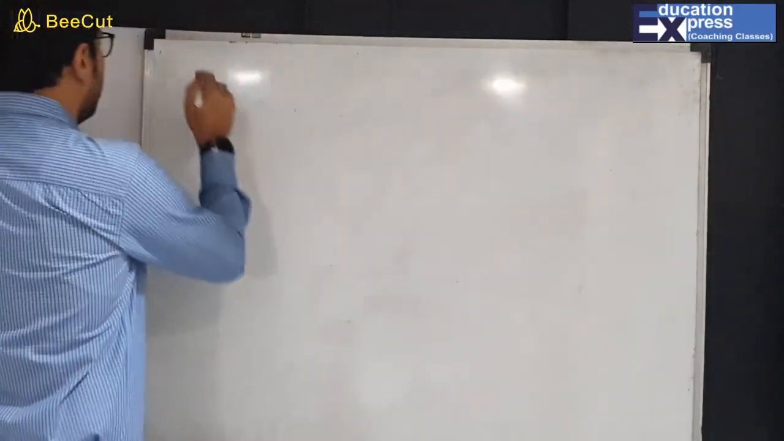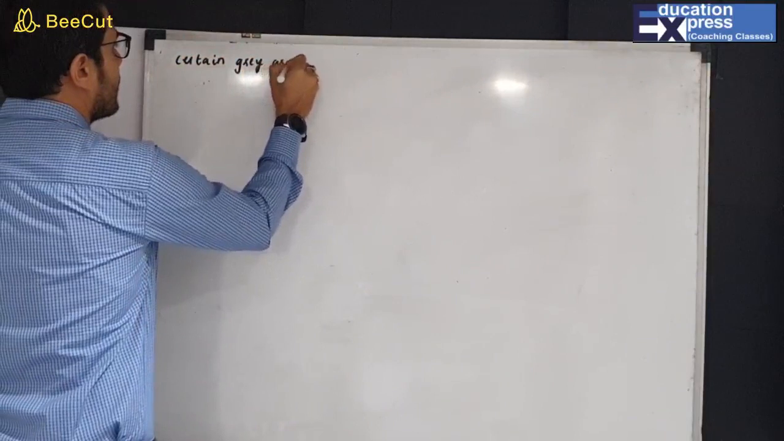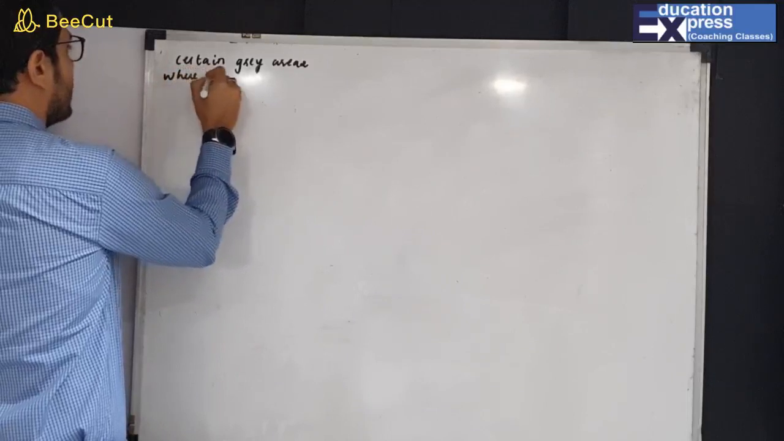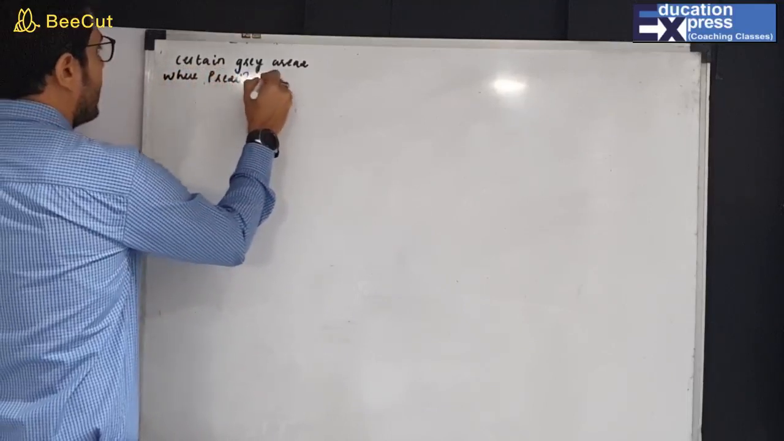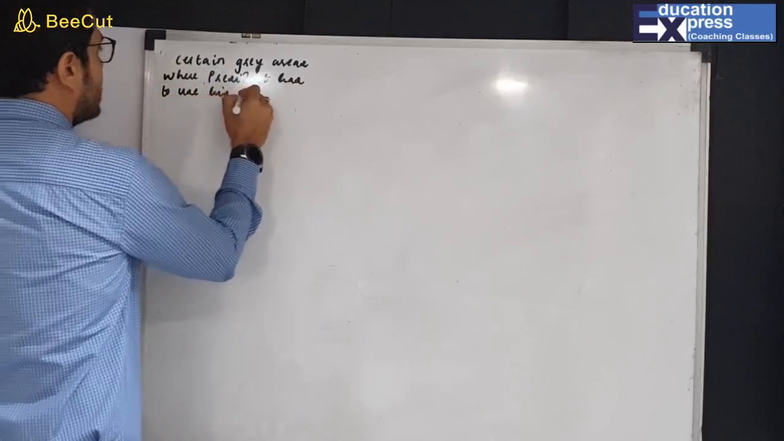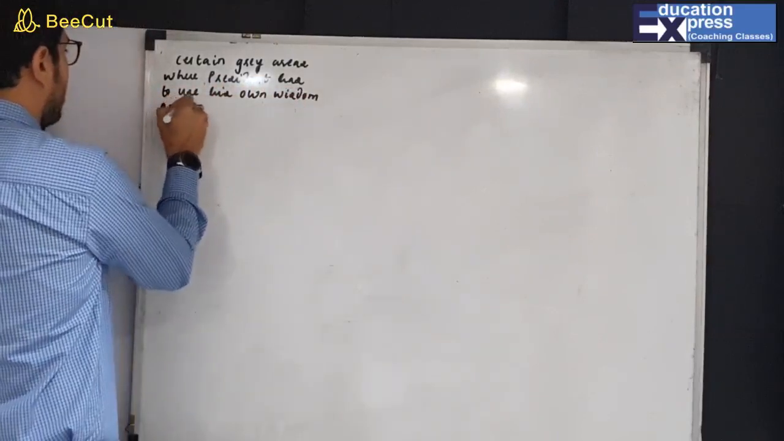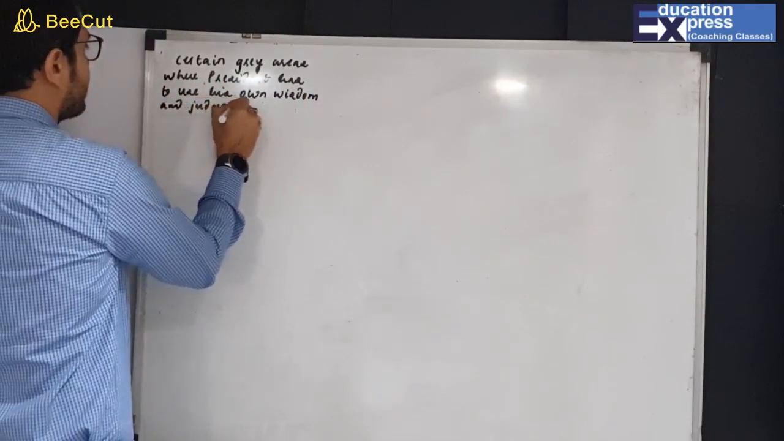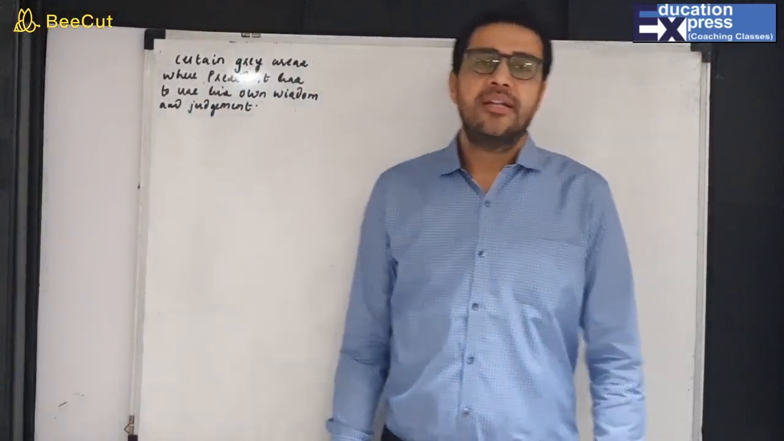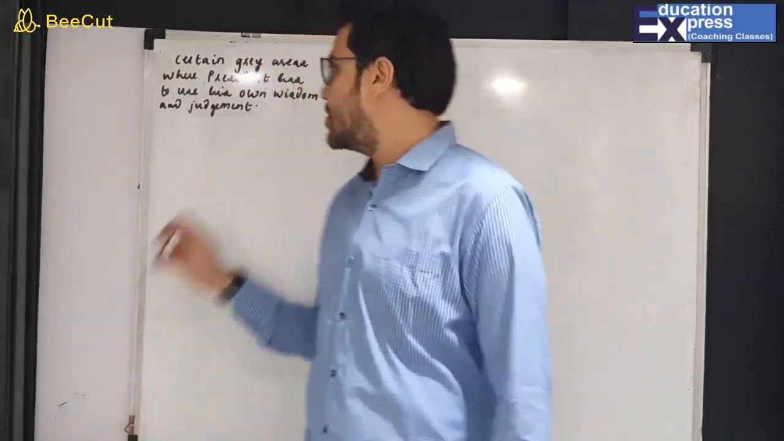I write a definition. There are certain gray areas where the President has to use his own wisdom and judgment. It has been asked in the boards for 1 mark also. Define discretionary powers. Your answer: there are certain gray areas where the President has to use his own wisdom and judgment, and this is called discretionary powers.